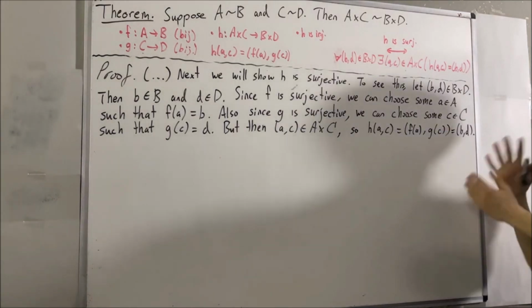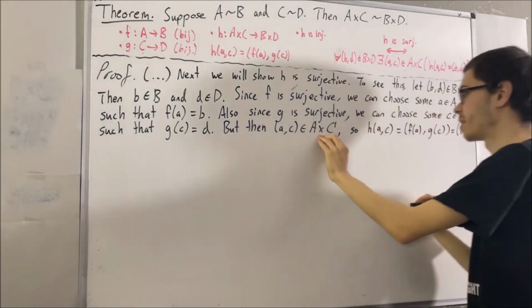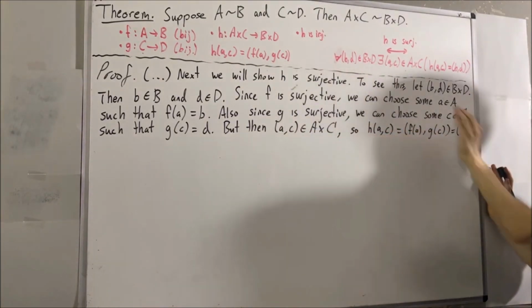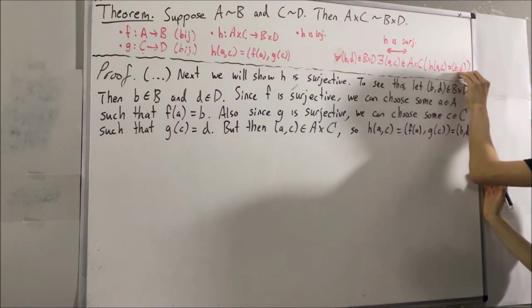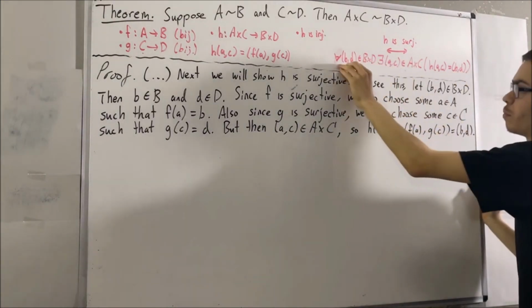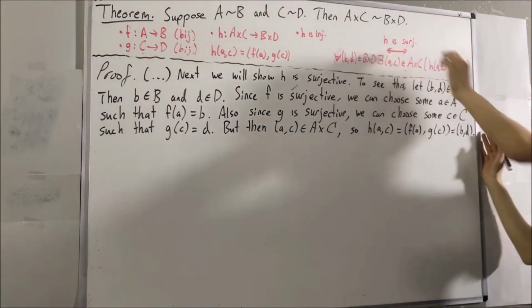And we know that f of a is equal to b, and g of c is equal to d. And now, we see that there is an element (a, c) in A times C, such that h of (a, c) is equal to (b, d). And that's exactly what we wanted to prove. And since (b, d) was an arbitrary element of B times D, that means we've proven precisely this statement, which amounts to proving that h is surjective.